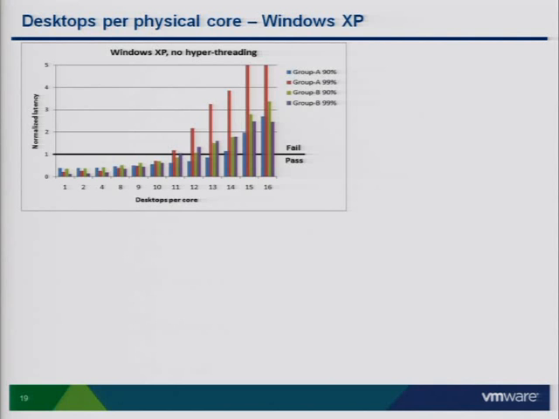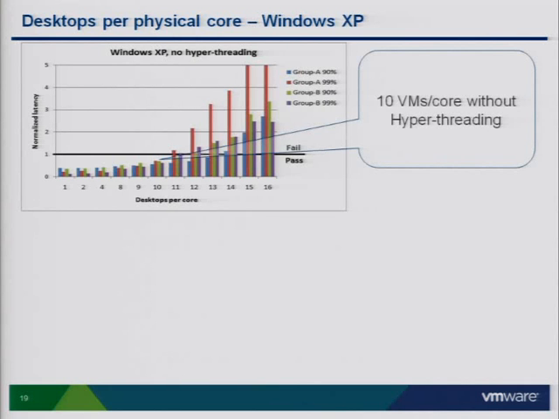If it is above 1, it means that that particular latency has failed its QoS requirement. Okay, so what do you see here? We steadily increase the number of desktops, from 1 all the way up to 16 on the x-axis. The last case for which all four latencies were below the threshold line was 10. So on a Nehalem processor with hyperthreading disabled, we were able to get 10 VMs per core to pass, 10 Windows XP VMs.